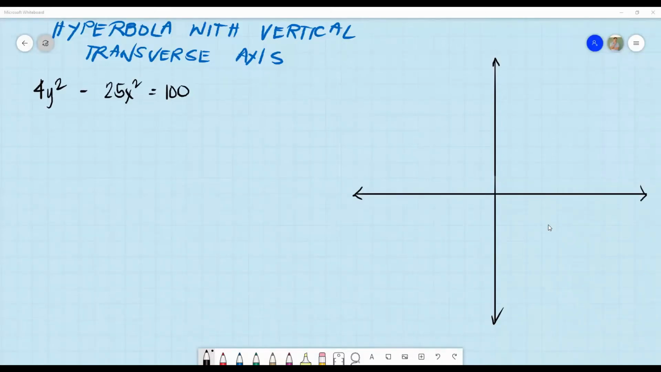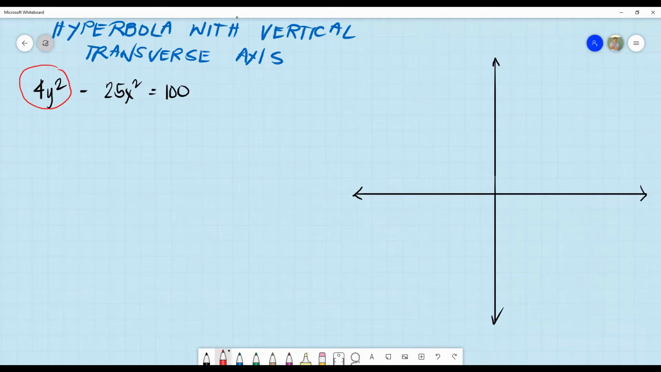Let us now have the discussion of the hyperbola with vertical transverse axis. Our given is 4y squared minus 25x squared is equal to 100. Please take note that it becomes a hyperbola with vertical transverse axis if our leading term is y squared. If the variable of our leading term is y squared, then it is a hyperbola with vertical transverse axis. And so this is just the same process as that of the hyperbola with horizontal transverse axis.